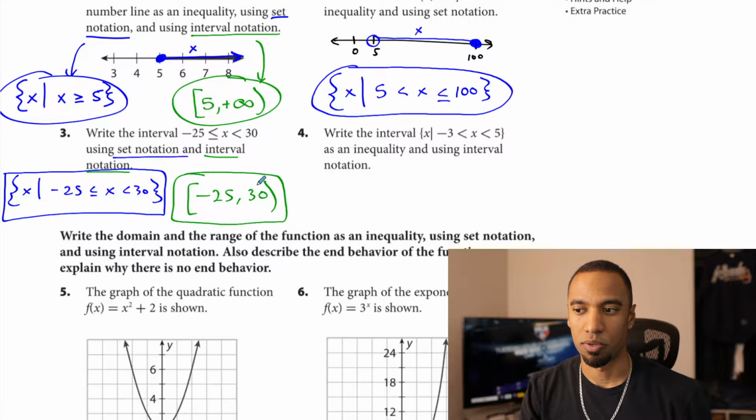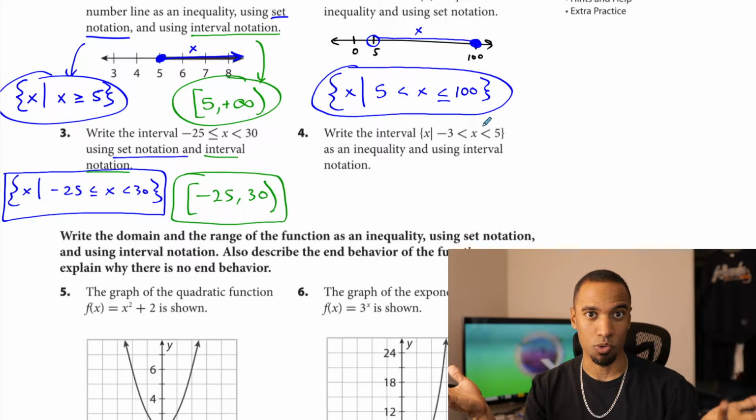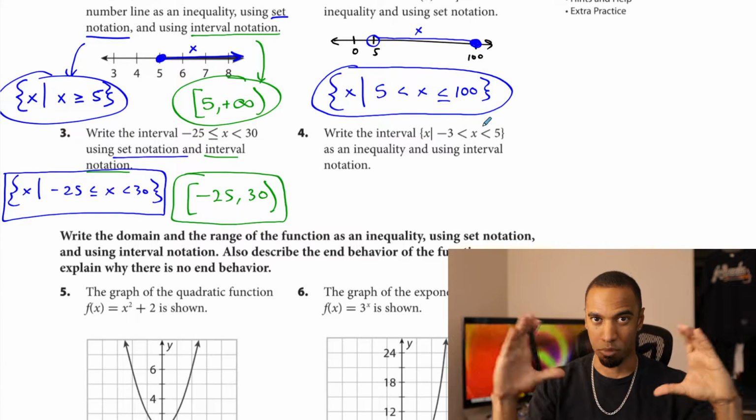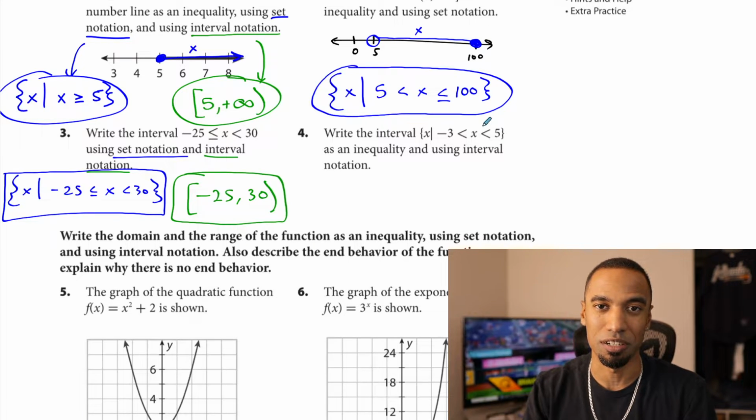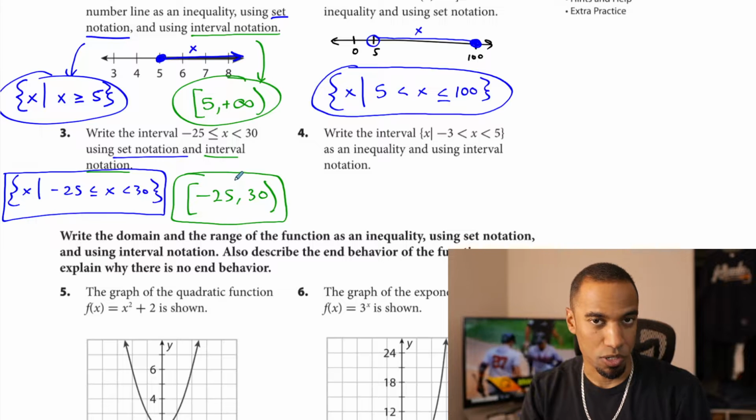It's very possible, guys, that we're going to run into ones that are not included for both. So if you get parentheses on both, don't confuse it for an ordered pair. That's something completely different. This is what interval notation appears as.